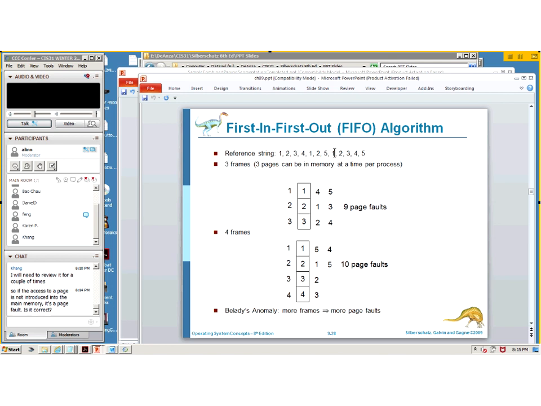Then 1 is already there. See, 1 is here, so that's not a fault. 1 is already in, that's not a fault. 2 is already in, so that's not a fault. 3 is not in, and that's why 3 is here, replacing 1. And 4 is gone, excuse me, so we replace it. And finally, 5 is there. So if you counted those up, you would have 9 page faults.